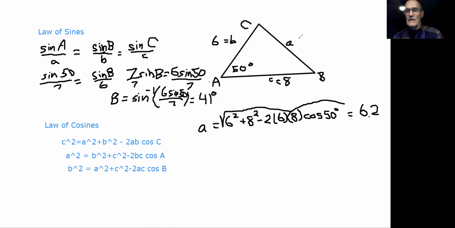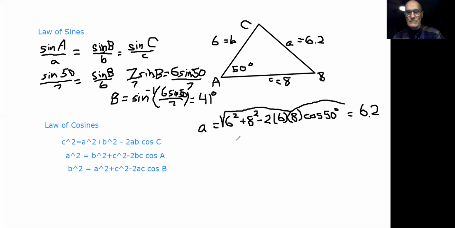Now here's the thing about this: so this is 6.2. Now I notice I have my angle and its opposite side, which is what I need for my law of sines. So once you do the law of cosines one time for a triangle, then you can go back and use the law of sines to finish solving the triangle. And solving the triangle is what we'll be doing tomorrow in class.